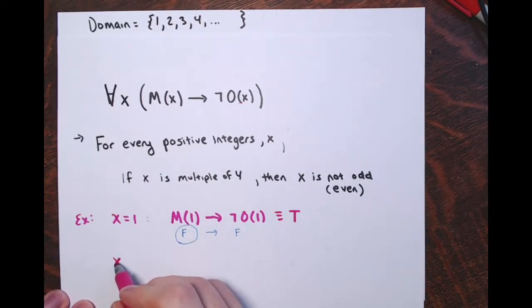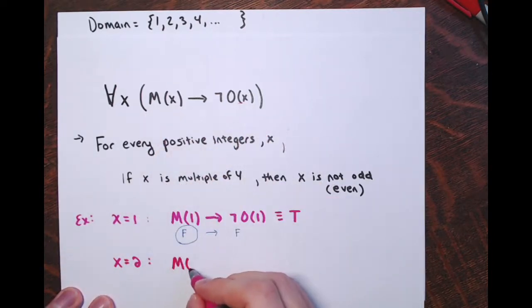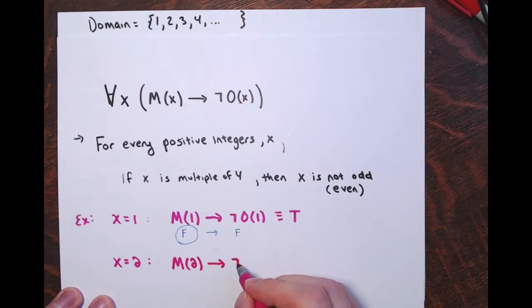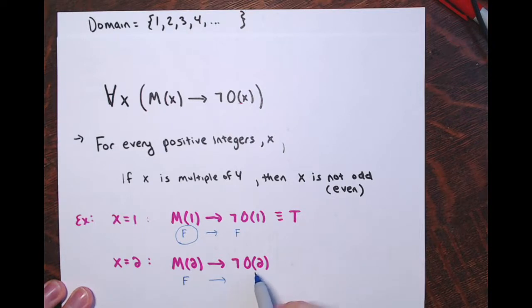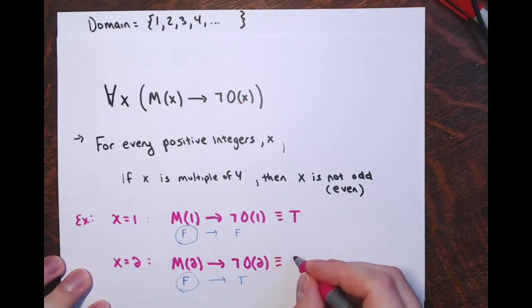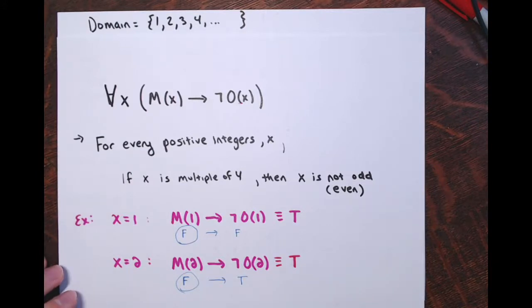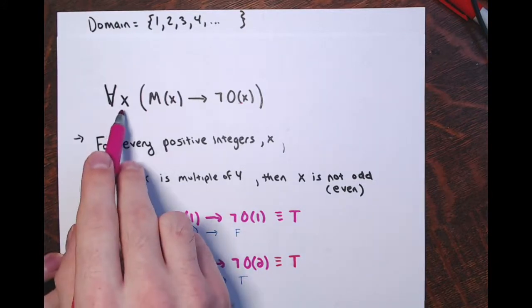How about for x equals 2? So I put in 2 for x. Does m of 2 imply not O of 2? So again, look at the truth values of the hypothesis and the conclusion. Is 2 a multiple of 4? No. So that's a false hypothesis. So again, this is going to be a true statement. Now 2 is not odd, that's true, but it doesn't matter, right? The hypothesis is false, and a false hypothesis means that the implication is a true statement. Right. So far so good. It's true for 1, it's true for 2.